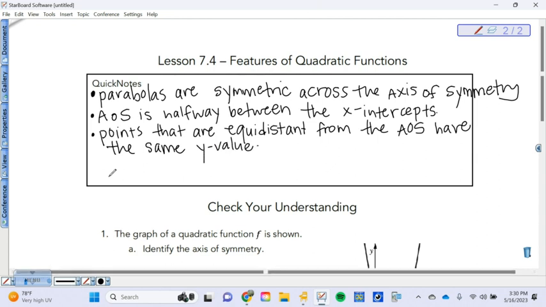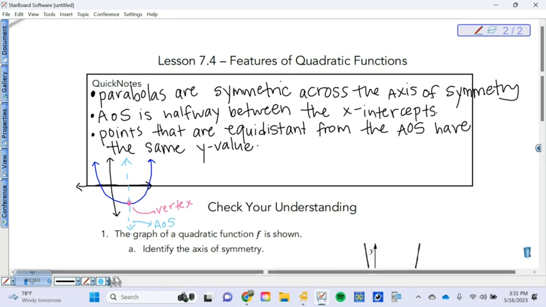Okay, let's draw a little picture of that. Okay, there's my coordinate plane. And then I have a parabola that might look like this, right? What is this point called on the parabola? The vertex. And what is this line called that goes through the vertex? Yeah, line of symmetry or axis of symmetry.